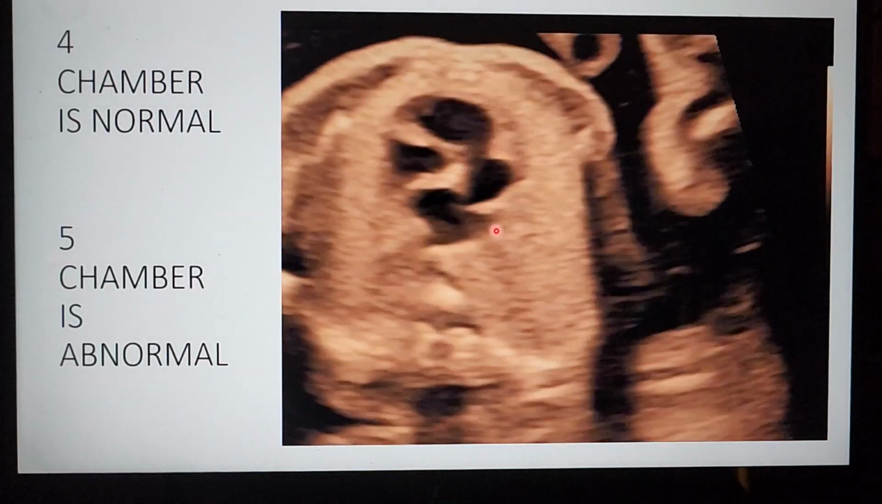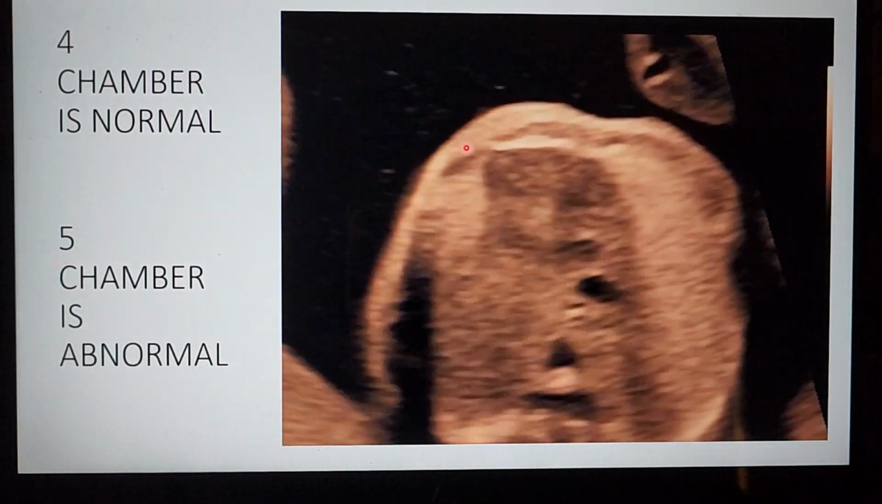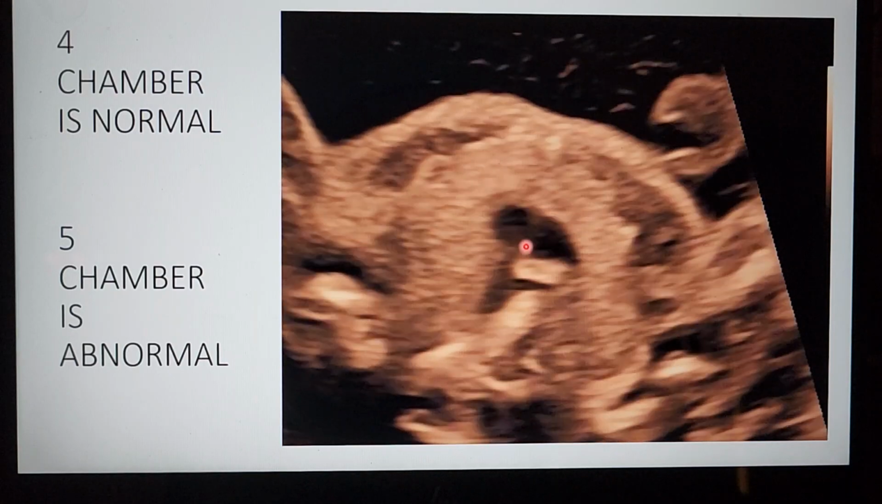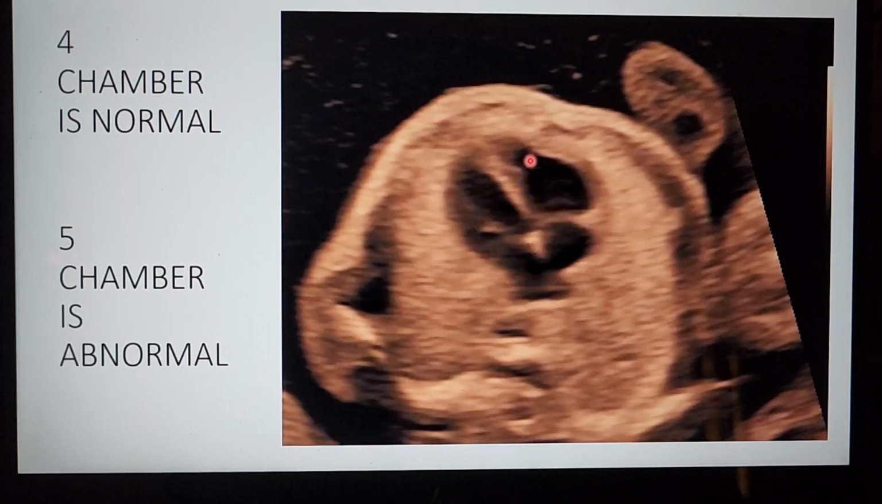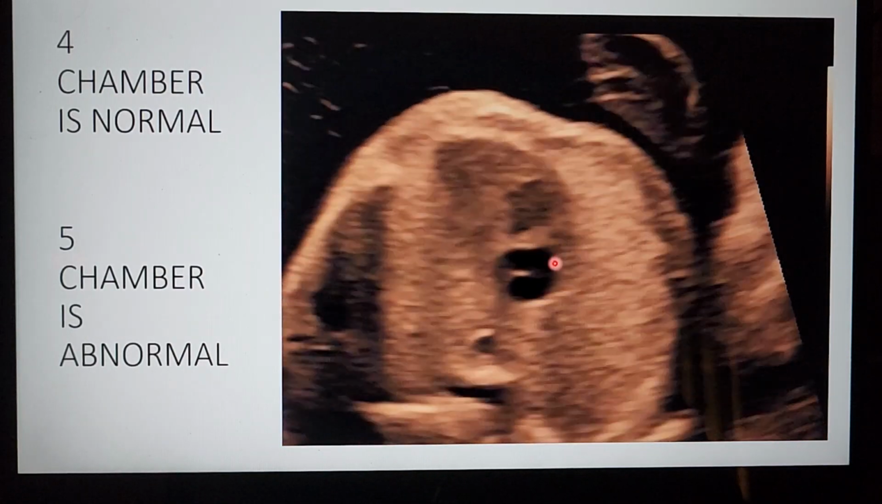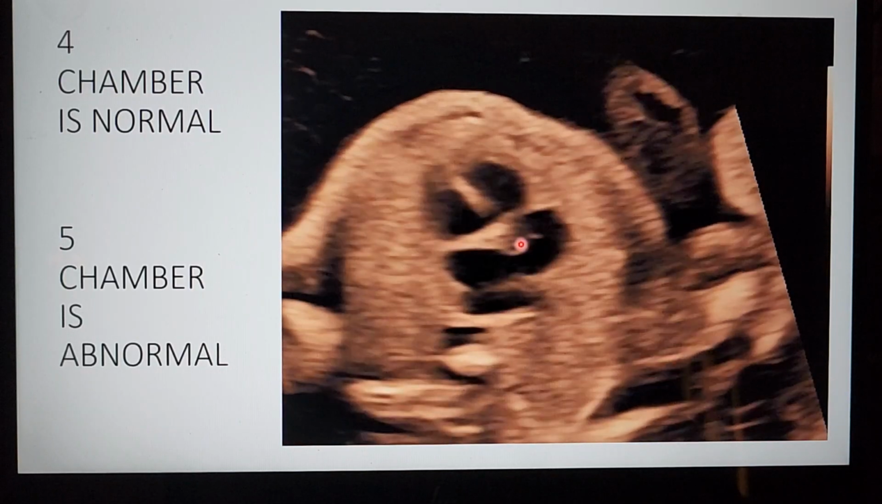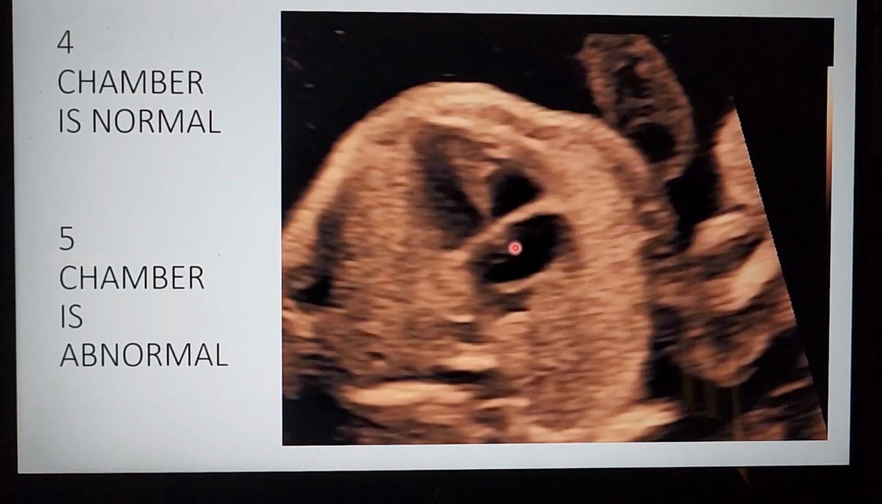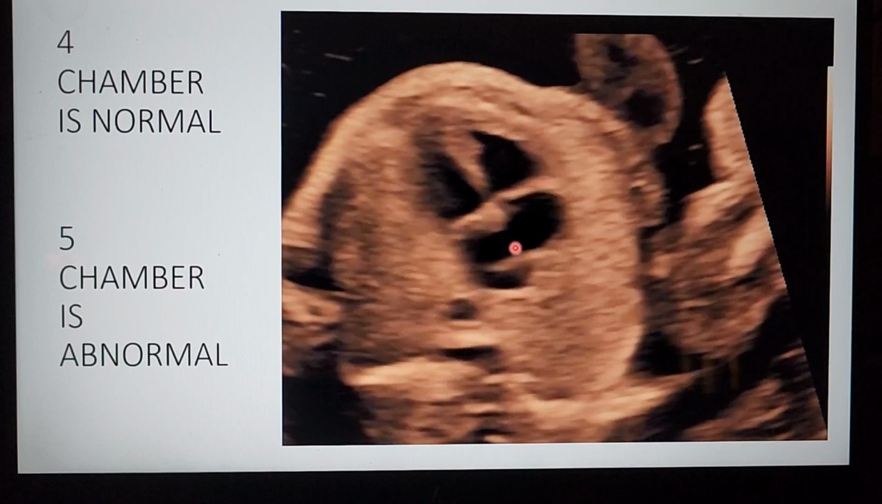And you can see that from the LV, the PA comes out directly. From the RV, the aorta comes out directly. Both vessels are parallel to each other. I have other better videos for this.